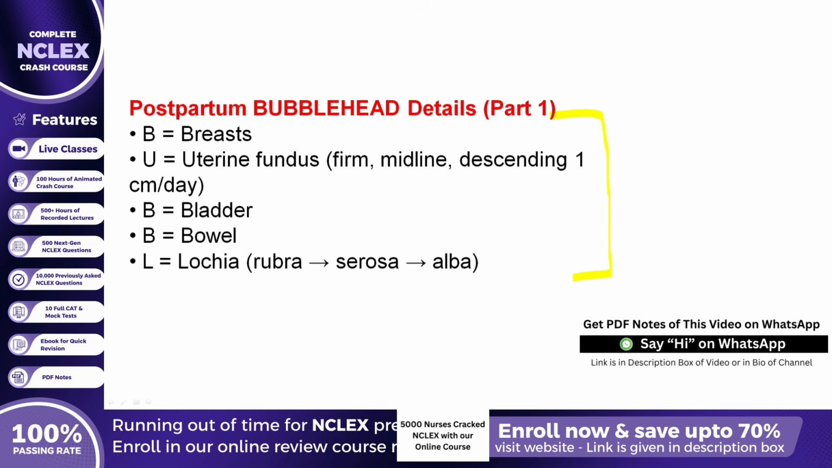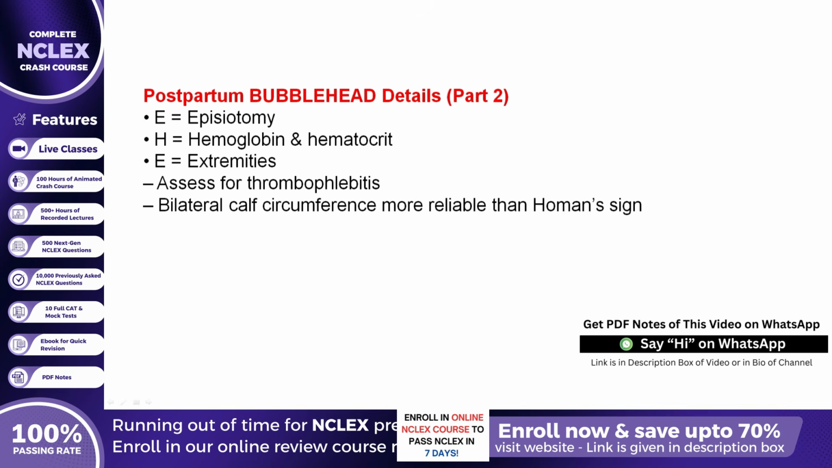As we continue with our postpartum bubblehead assessment, we move next to the letter E, which stands for episiotomy. After that, we look at H, which refers to hemoglobin and hematocrit. Then we come to the next E, which focuses on the extremities. Here, we assess for thrombophlebitis. And when we are checking for this, bilateral calf circumference is more reliable than Hohmann's sign.